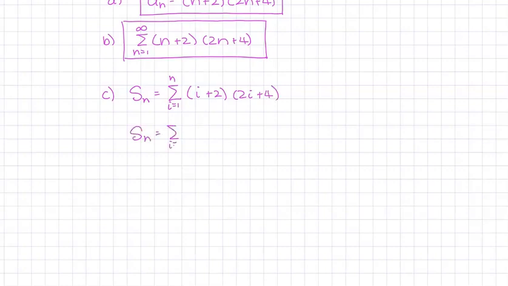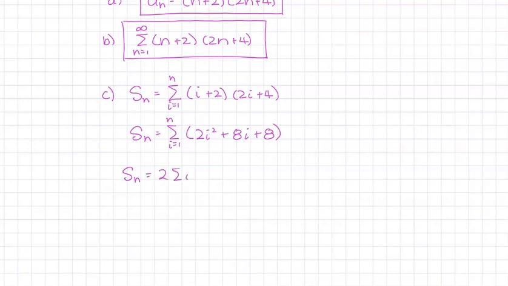So that's going to be the summation of 2i squared plus 8i plus 8. Double check. i times 2i is 2i squared. i times 4 is 4i. 2 times 2i is 4i. You get 8. And 2 times 4 is 8. Yeah, that's good. All right, then I'm going to factor it all out, split it up.